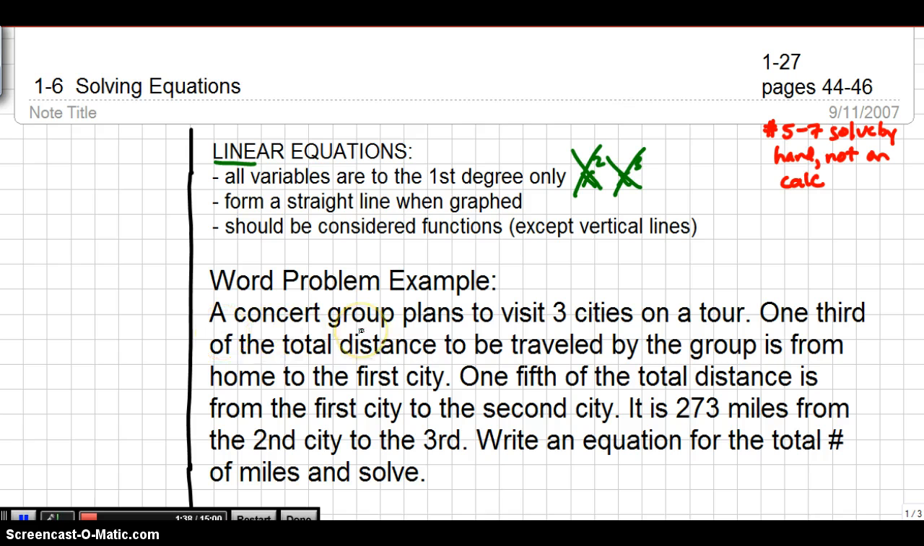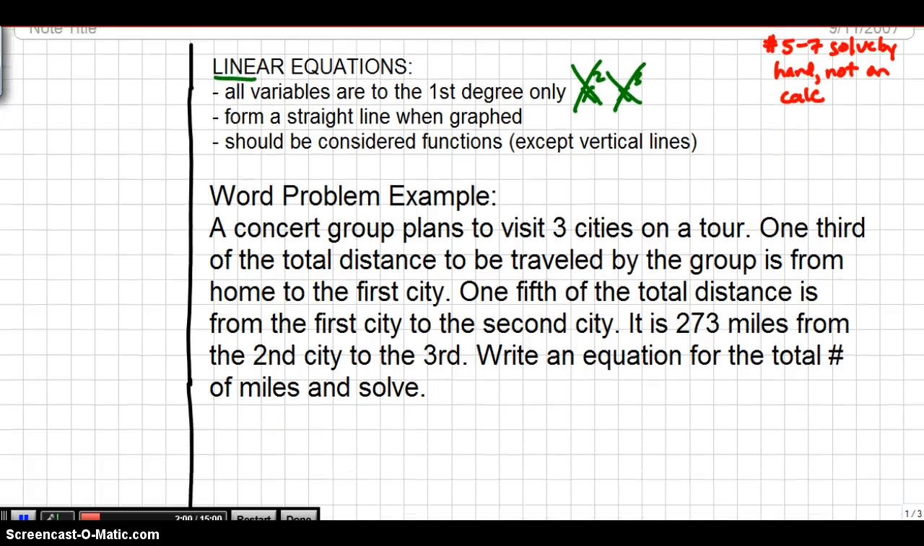Let's just read through the word problem and then we'll give it a try. A concert group plans to visit 3 cities on a tour. 1/3 of the total distance to be traveled by the group is from home to the first city. 1/5 of the total distance is from the first city to the second, and it is 273 miles from the second to the third. Write an equation for the total number of miles and solve.